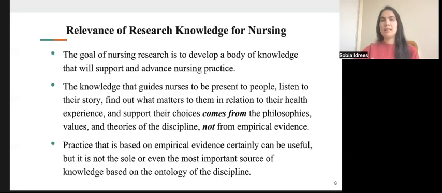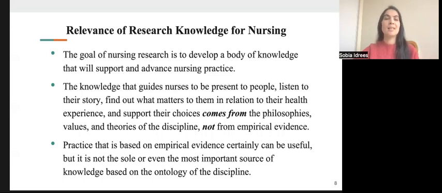Now, as in the last couple of slides, we talk about the knowledge that comes from empirics, science, or research. Remember, the first pattern of knowing of Carper is empirics, so the knowledge that we gain from research. So now I'll discuss how relevant research knowledge is for nursing practice. What do you think? Do we need it all? Or we don't need it? We don't need this knowledge at all.